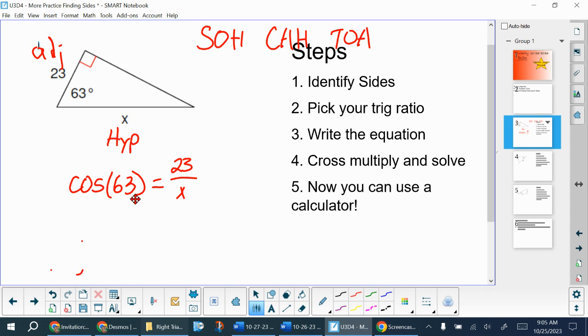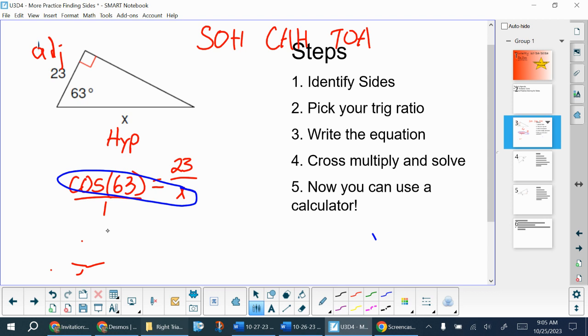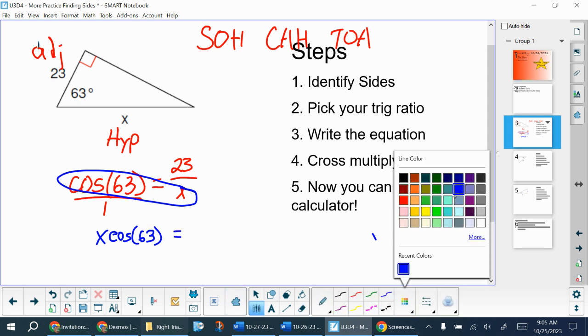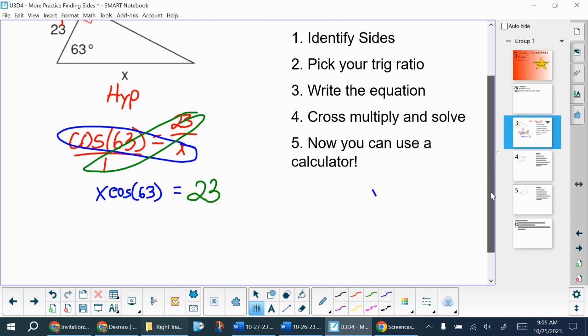The next step here is to cross multiply. I like to think of these as a proportion, and I cross multiply. Going this direction, I've got x times the cosine of 63, and I'm just going to leave it, x times cosine 63. Don't type anything into your calculator yet. Going the other direction, I've got 23 times 1, so that's just 23. And then this is the part that's new.